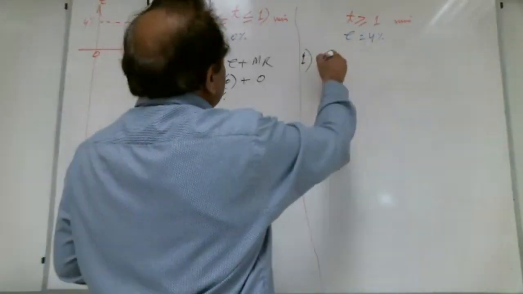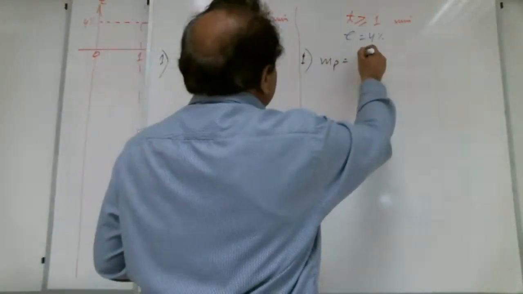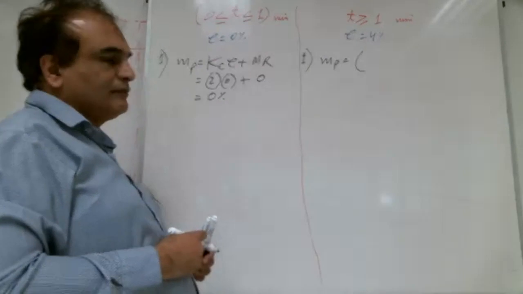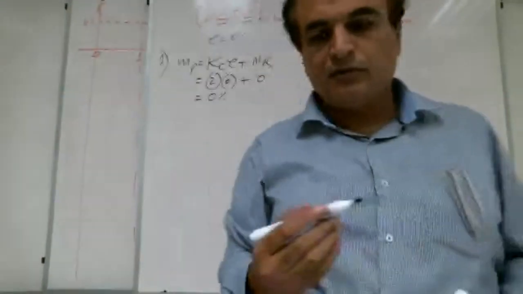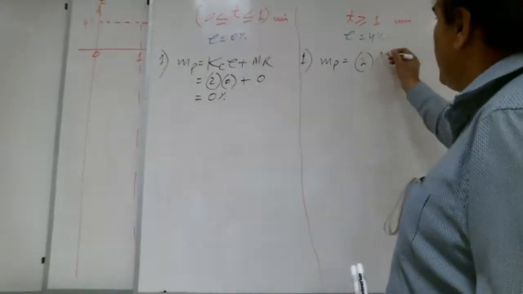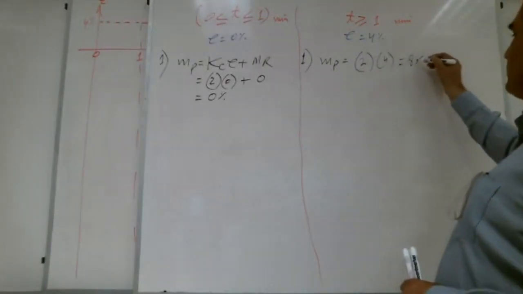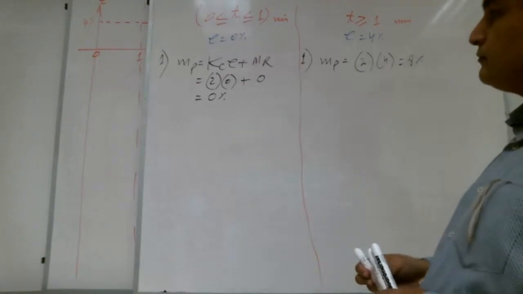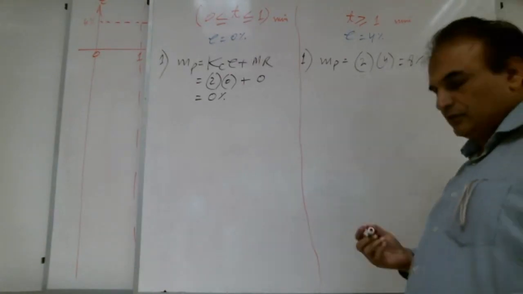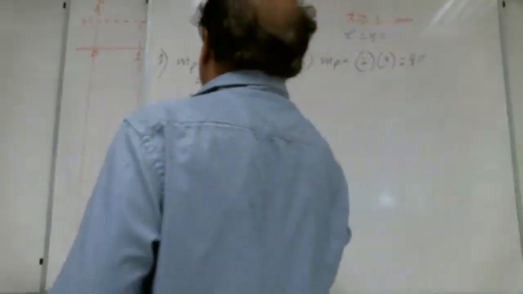Same first step here. How much is KC? 2. The error is 4, so 2 multiplied by 4 is 8%. Is that correct, Shabab? Yes. That's good. A lot of brothers are writing yes.